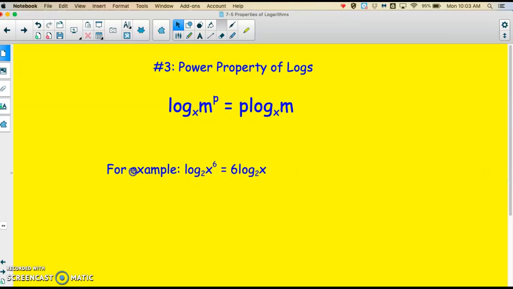There you go. So what that looks like, an example, if you have log base 2 of x to the 6th, that 6 is going to come out in front here. So that's the last property here. Now we're actually going to practice that. So go ahead and pause the video, write this down.